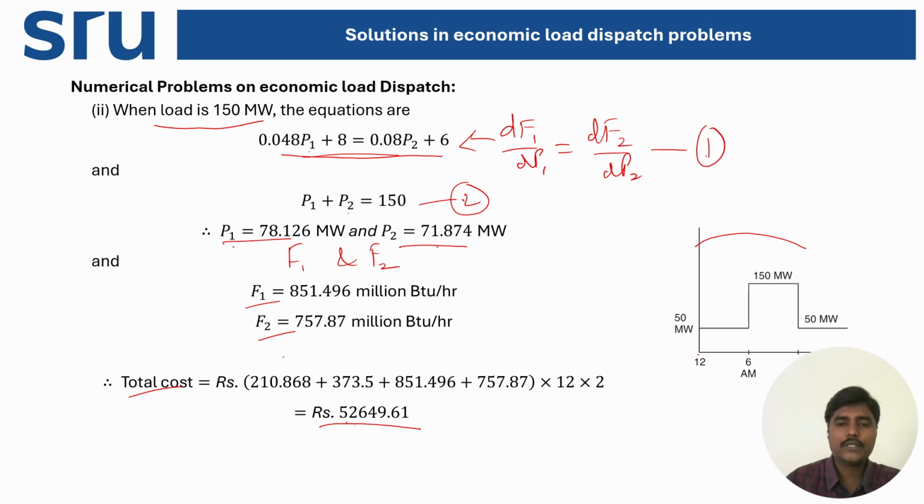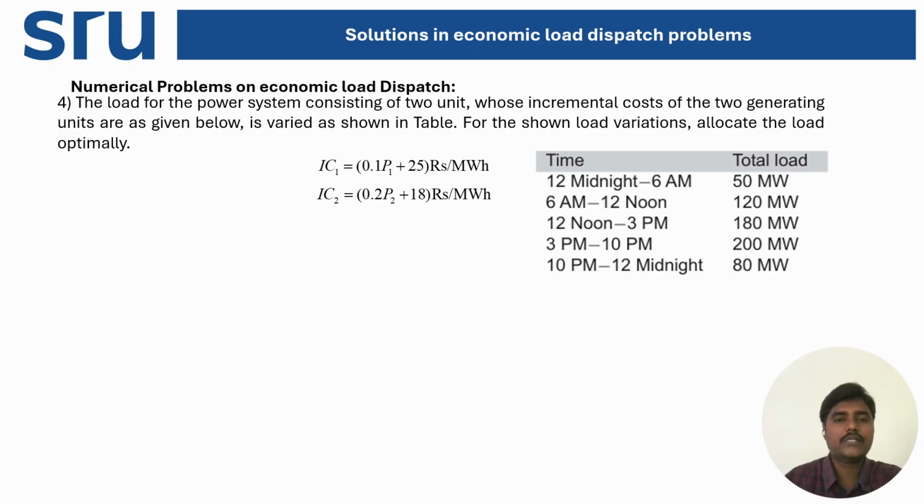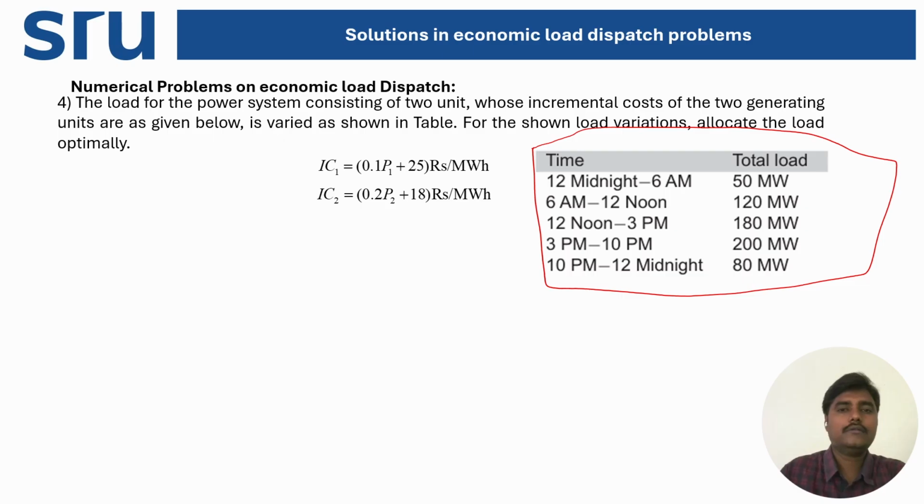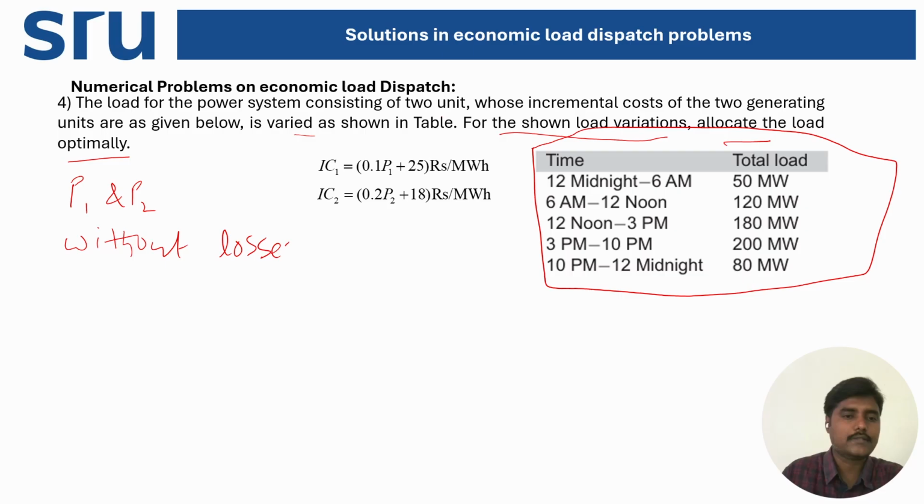Here, if you observe carefully, the load information is given in the form of a load curve. So the same problem can be modified where instead of representing the load curve in the form of a graph, it can be represented in tabular form. So here also you have to find, for the load variations, allocate the load optimally. That means you have to find P1 and P2. And in this problem, there is no information with respect to loss. That means this particular problem belongs to case 1, that is without losses.